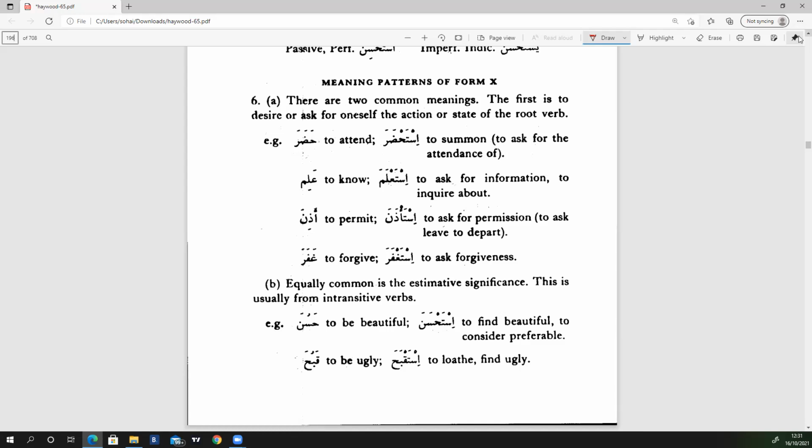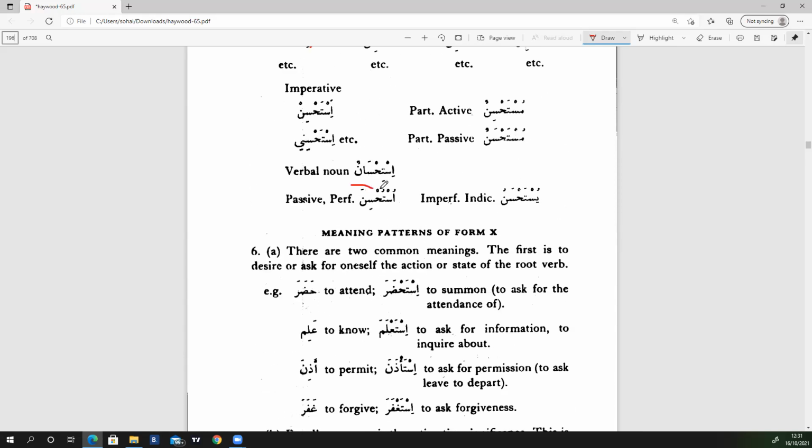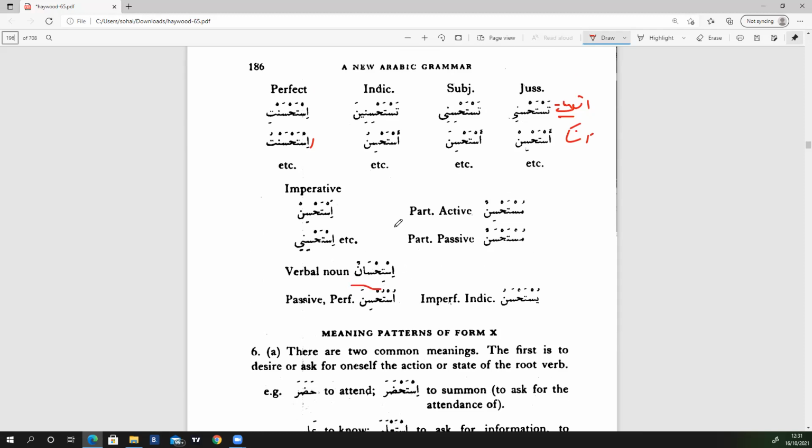Okay, the meaning pattern. So again, how do you form the verbal noun? Istihsanun. So the verbal noun is istihsanun. The imperative is istahsin. Anta istahsin. Anti istahsini. Ism fa'il is mustahsinun. Ism maf'ul is mustahsanun. And this has the passive ustuhsina and yustahsanu.